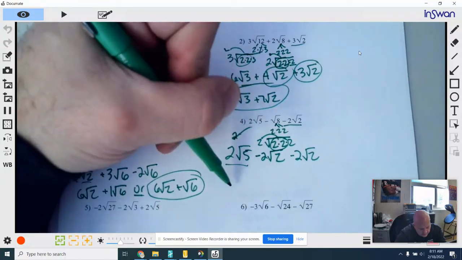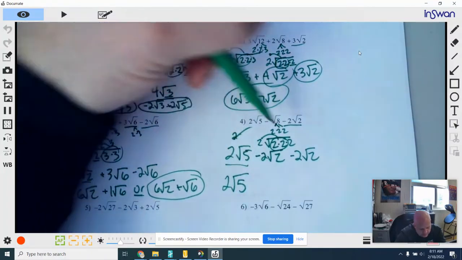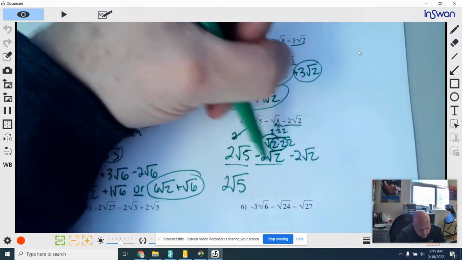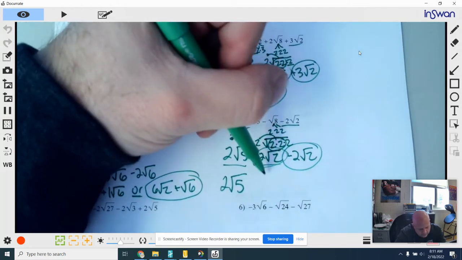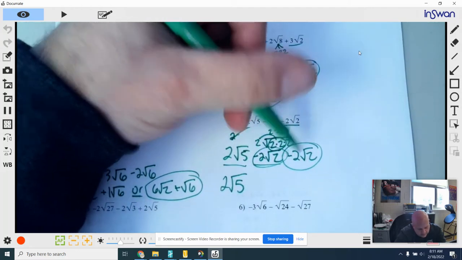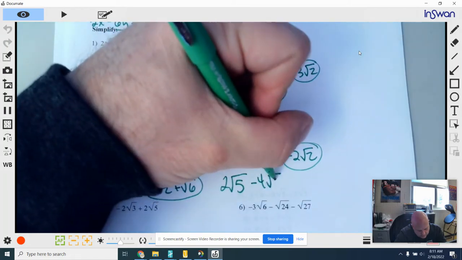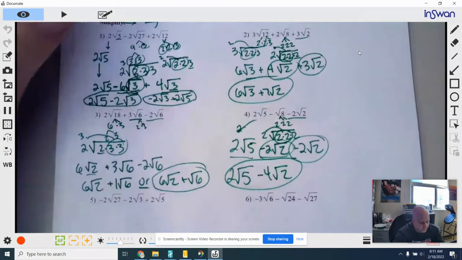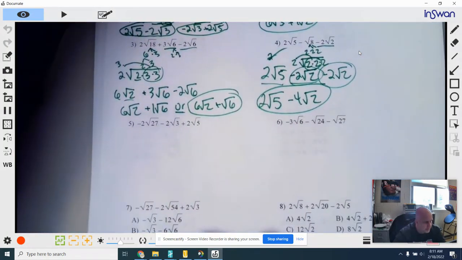Okay, 2 root 5. That's my only root 5. And then these two are like terms. So that's going to be a root 2. Negative 2, negative 2. That gives you negative 4 root 2. All right, a couple more.